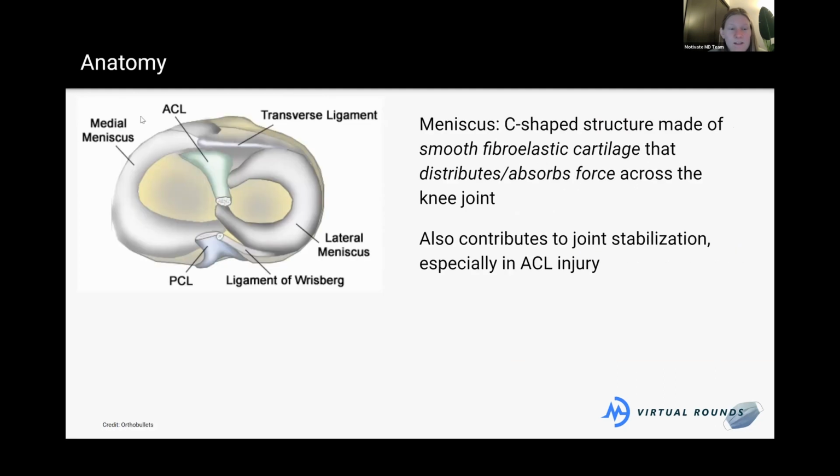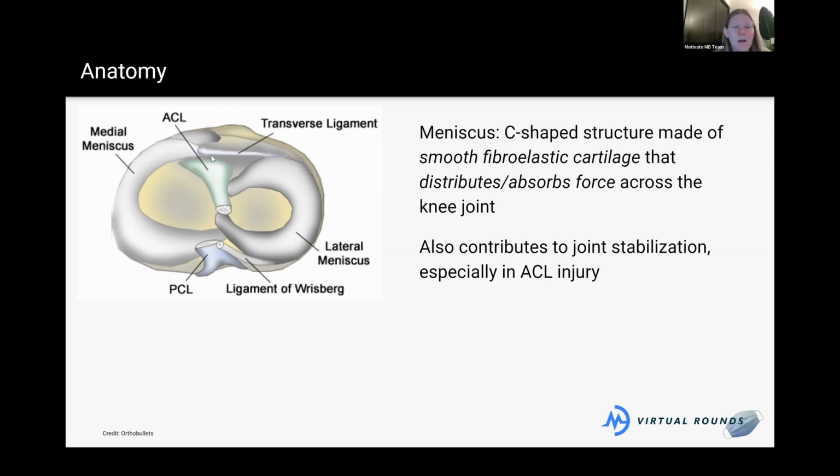And the meniscus here, so you have two menisci in your knee. You have the medial and the lateral meniscus. So this would be looking at the right leg, like you looking straight down at your right knee joint. So the medial is going to be on the inside of the knee and the lateral is going to be on the outside. And they're both these sort of larger, pretty big actually compared to the ACL, large C-shaped structures that are made of smooth fibroelastic cartilage.